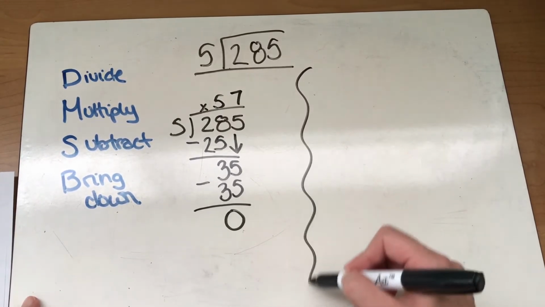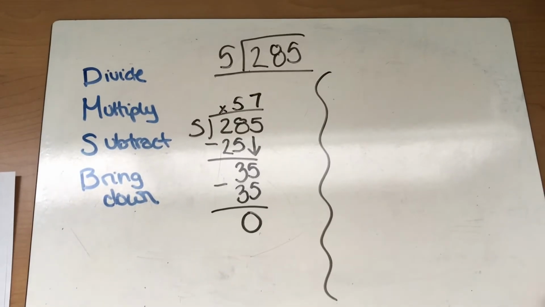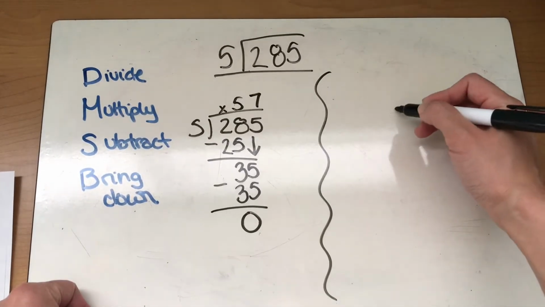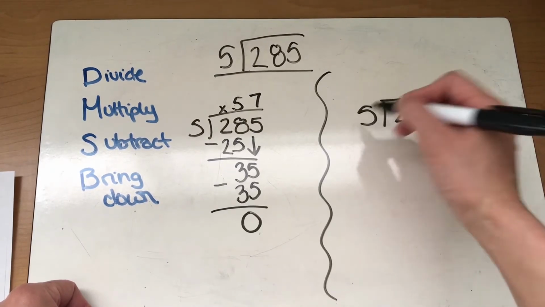Okay, so that's the traditional method. Another method that I like is partial quotients. It looks the same, 285 divided by 5.